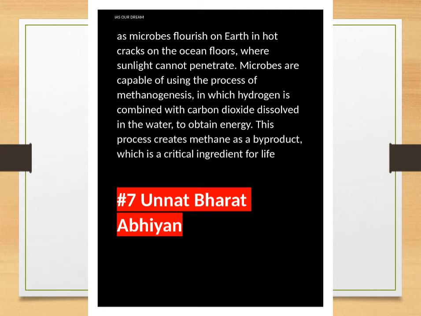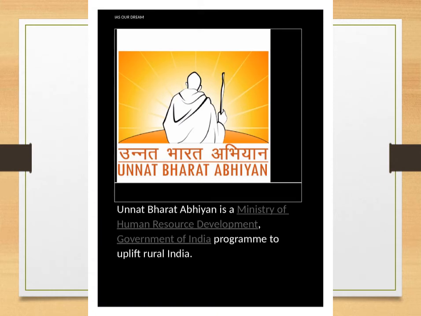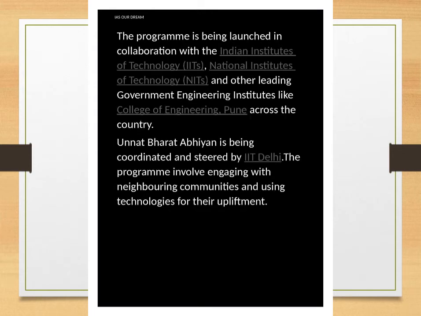Also, Titan is one of the moons of Saturn. Now, Unnat Bharat Abhiyan is basically a campaign started by the Ministry of Human Resource Development, Government of India, a program to uplift rural India. It's being launched in collaboration with IITs, NITs and other government engineering institutes like COEP Pune, and it's being implemented across the country. It's coordinated and steered by IIT Delhi, and the program involves engaging with neighboring communities and using technologies for their upliftment. So basically we are trying to connect our institutes, their expertise, knowledge, innovation techniques and technology, which could be used for the rural development of our country. Gandhiji's vision of moving towards the villages is what this Abhiyan tries to achieve.